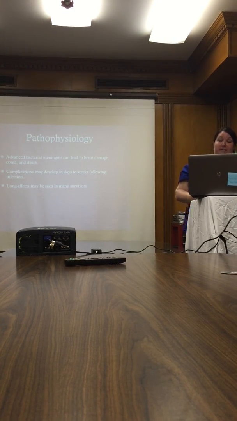Next, we're going to talk about injury, disease process, and effect. Advanced bacterial meningitis can lead to brain damage, coma, and death. In 50% of patients, several complications may develop in the days to weeks following infection. Long-term sequelae are seen in as many as 30% of survivors and vary with etiologic agent, patient age, presenting features, and hospital course. Patients usually have subtle central nervous system changes.